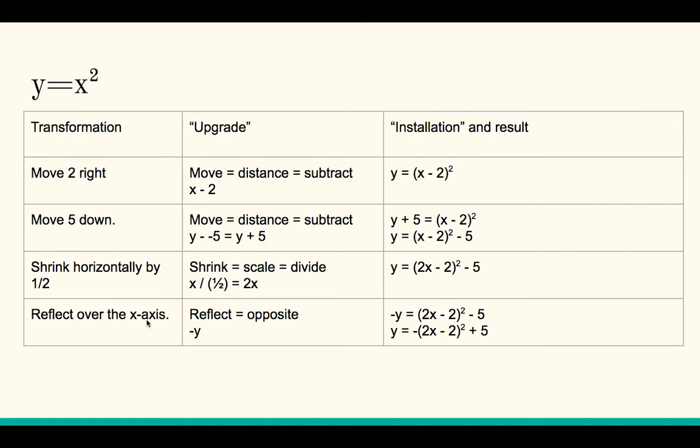And now let's say I want to cap the whole thing off by reflecting it over the x-axis. Remember that reflect means opposite, and x-axis is an up-down flip, so that changes y. So I change y to negative y, and then I divide through by negative 1 to get y alone. So that becomes negative parentheses, but then dividing minus 5 becomes plus 5.